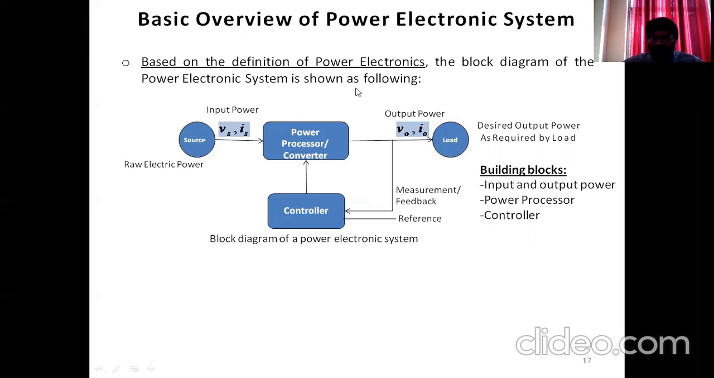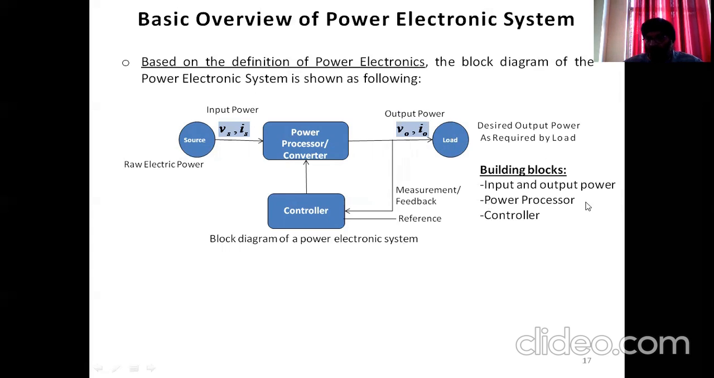In this block diagram, we have these building blocks. One is the input and output power. This is the input power. Let's say this is a source. The source has some voltage and current, so we get an input power. The load can be resistance, inductance, or a combination of RLC. Any load can be there. It has some voltage and current, so we have an output power. These are the building blocks of the power electronic system.